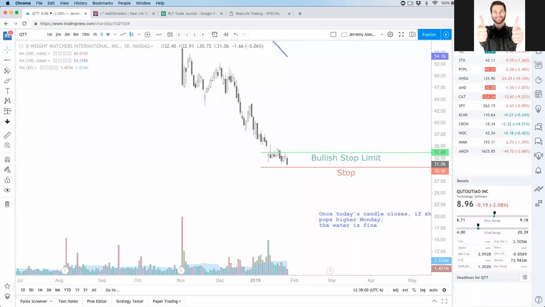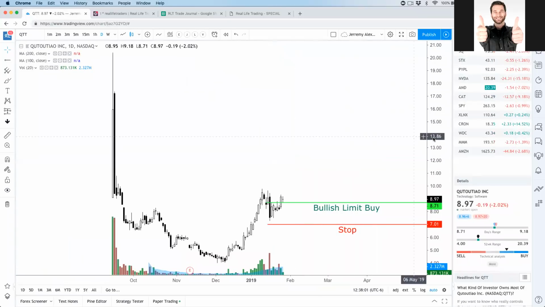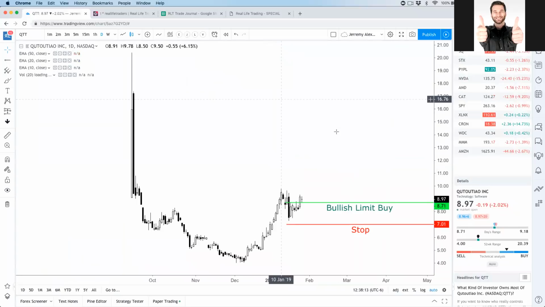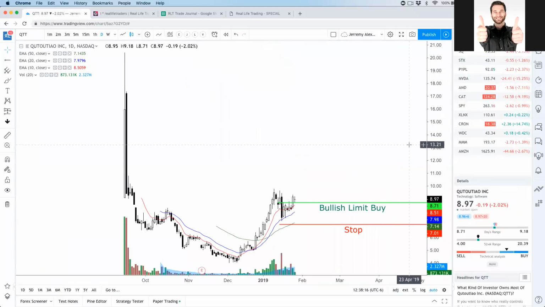Marwan wants to trade QTT bearish. So this is just a beautiful example of two people seeing different things. I see QTT as being bullish. 871 is the entry with a stop at 701. So yeah, I must say I like that approach. I like your thoughts on that.